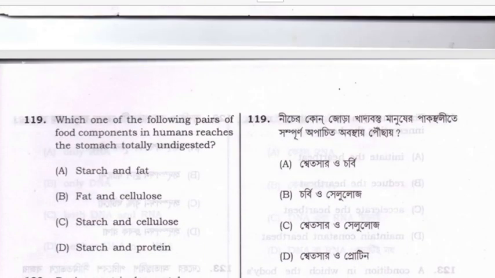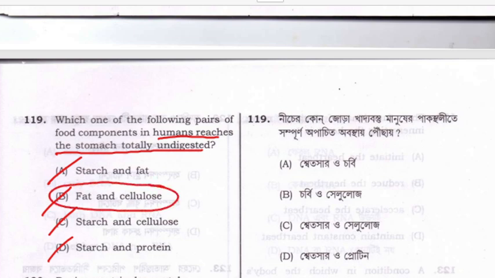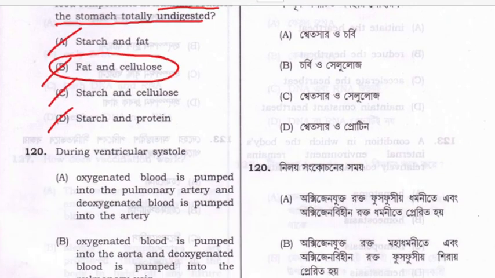Which of the following pairs of food components in humans reaches the stomach totally undigested? Starch, fat; fat, cellulose; starch, cellulose; starch, protein. So fat and cellulose reach the stomach totally undigested, because in the mouth they are not digested, whereas starch is converted into maltose by the action of amylase.